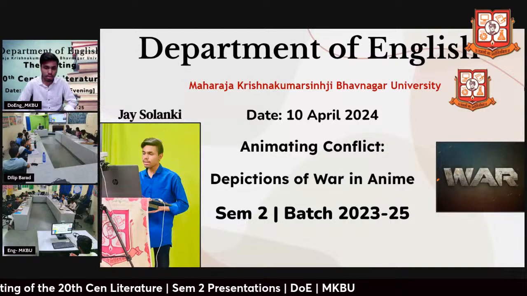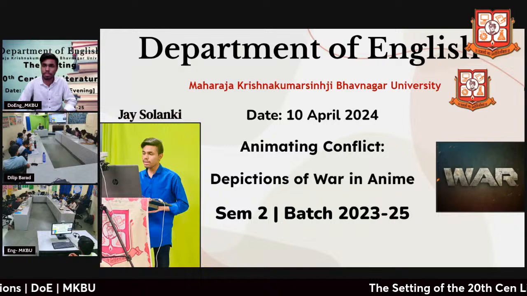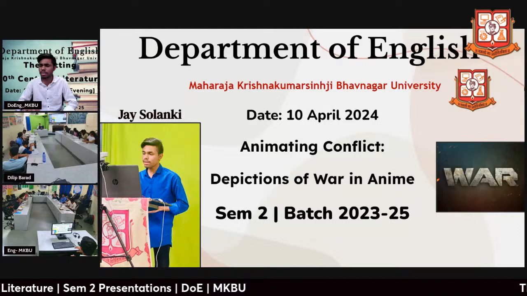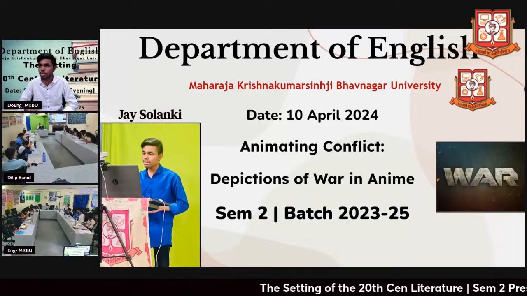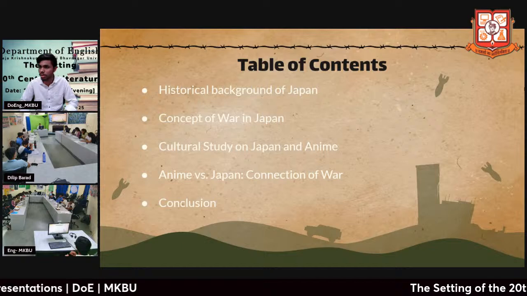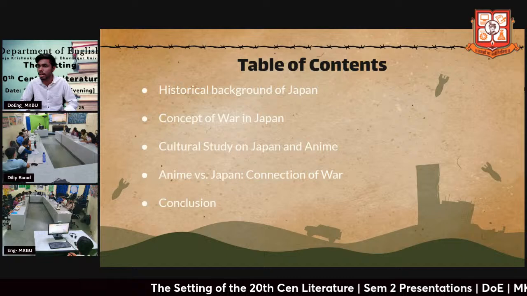I am going to deal with the topic of animating conflict, the depiction of war in anime. In this topic, I am going to take the point of view of the Japan war, and how after the war Japan went into downfall. They are going very poorly right now. This is my personal information. In the table of contents, I will talk about first the historical background, then the concept of war in Japan, and then I will come to the main point of the enemy and Japan, and how they connect with the war.